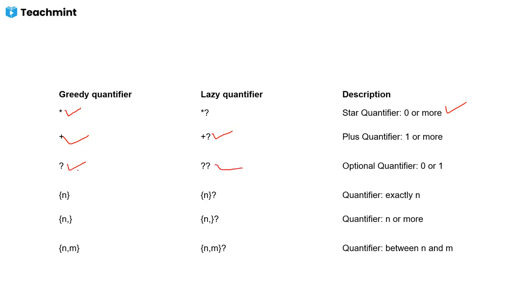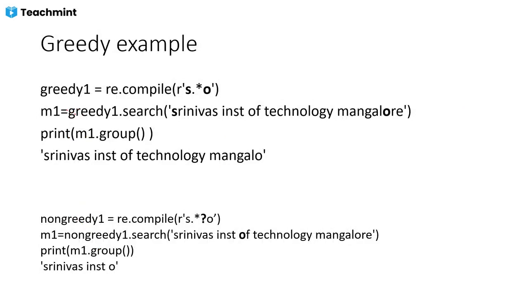Question mark: option of 0 or 1, the size, then a specific number of repetitions. As you can see, the question mark is used at the end, which specifies a non-greedy match. If you don't put the question mark, it is a greedy match. See the example. This is the greedy one because there is no question mark.